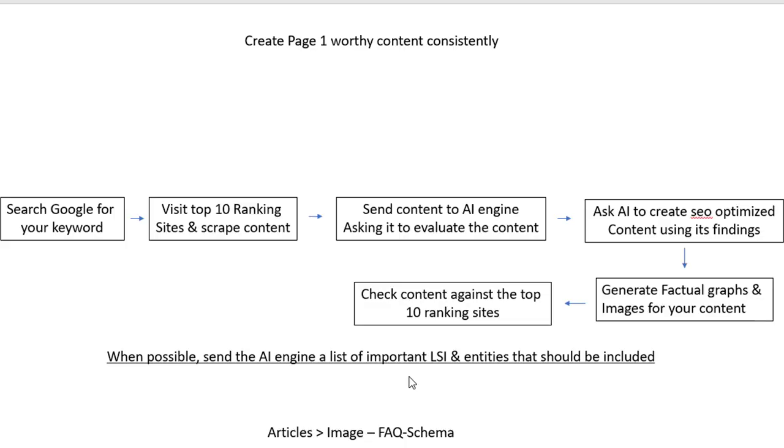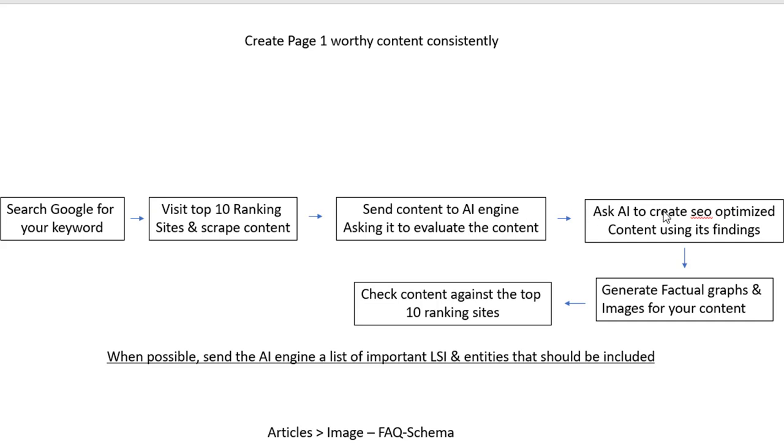So in this video, I'm going to be showing you how you can create content that is page one worthy time after time and consistently using AI and Google. To do this, we're going to search Google for our keyword, and then visit the top 10 ranking sites that rank inside of Google for our keyword. Then we're going to scrape all of the content from the top 10 ranking sites and send that to the AI engine, asking it to evaluate the content for us and make some findings. From those findings, we're going to ask it to generate an SEO optimized article for us using the content that comes from the top 10 ranking sites.